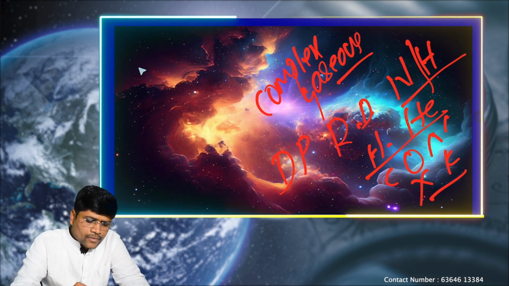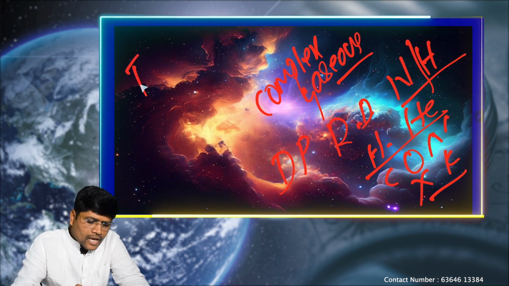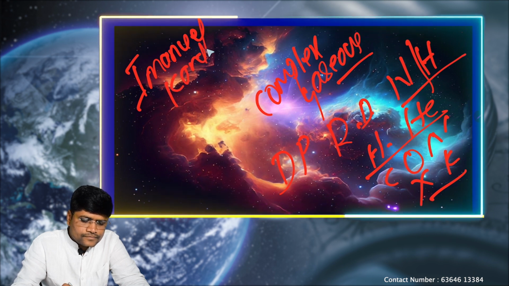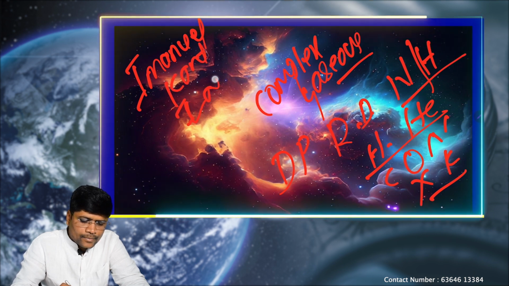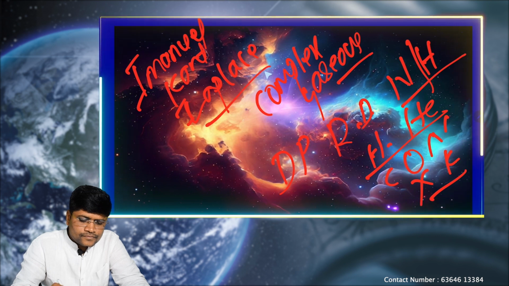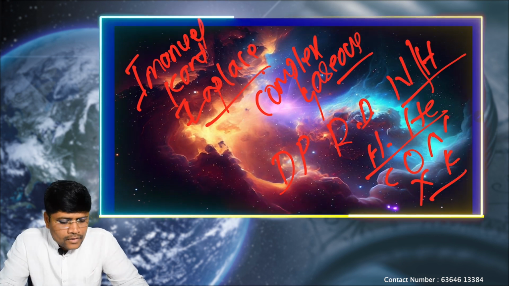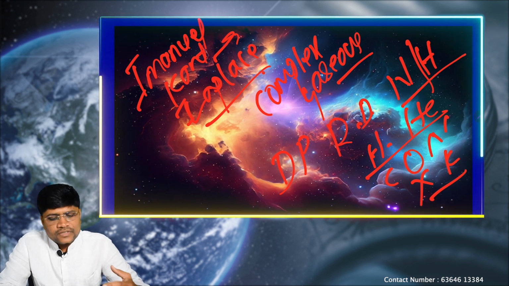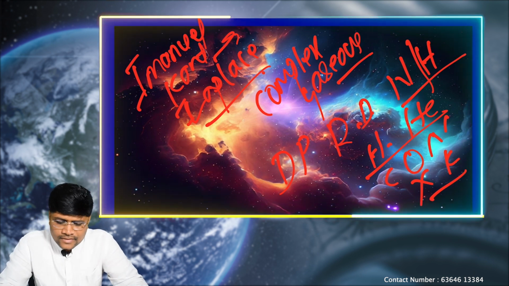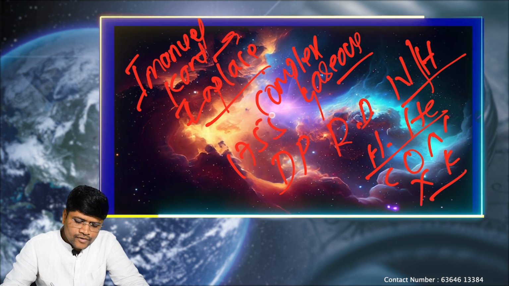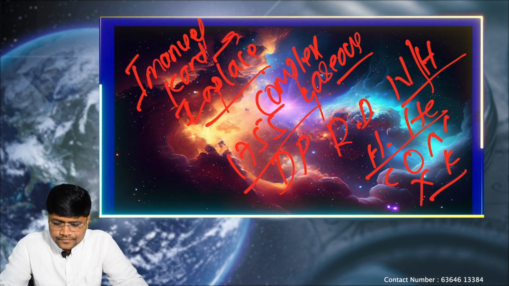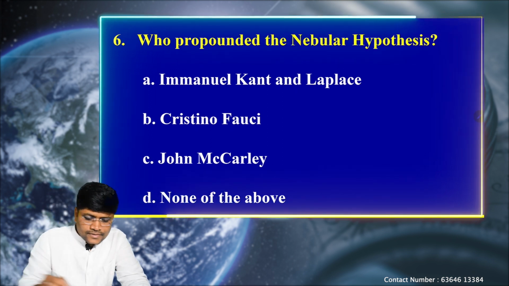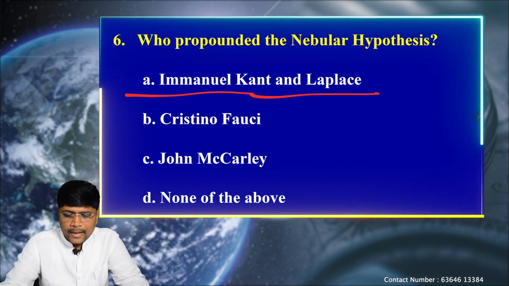This theory was given by Immanuel Kant and one more person, Laplace. Immanuel Kant was the original propounder of this theory. Later it was slightly modified by Laplace. In the year almost 1755, they proposed this theory. So the correct option here is A, Immanuel Kant and Laplace.